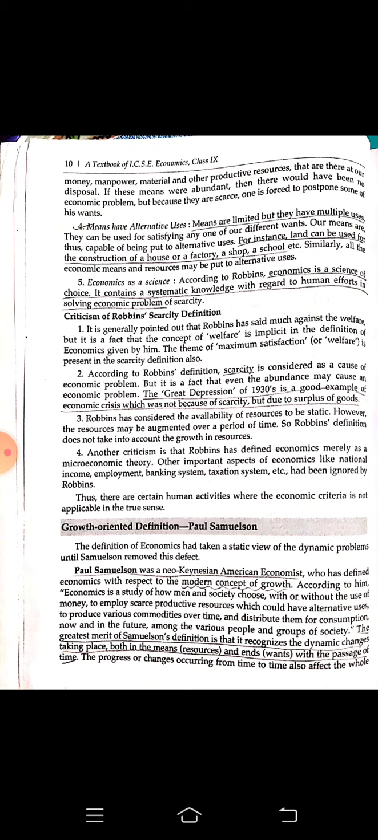Next, one important term he tells us is sustainable development. As we all know, sustainable development means using the natural resources in such a manner that our future generation is also able to use them. We should not use them to such an extent that the natural resource vanishes from nature.